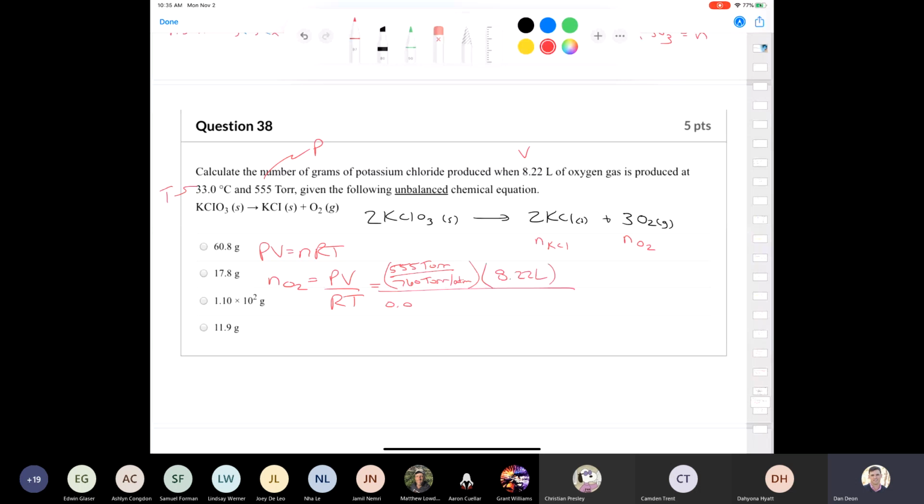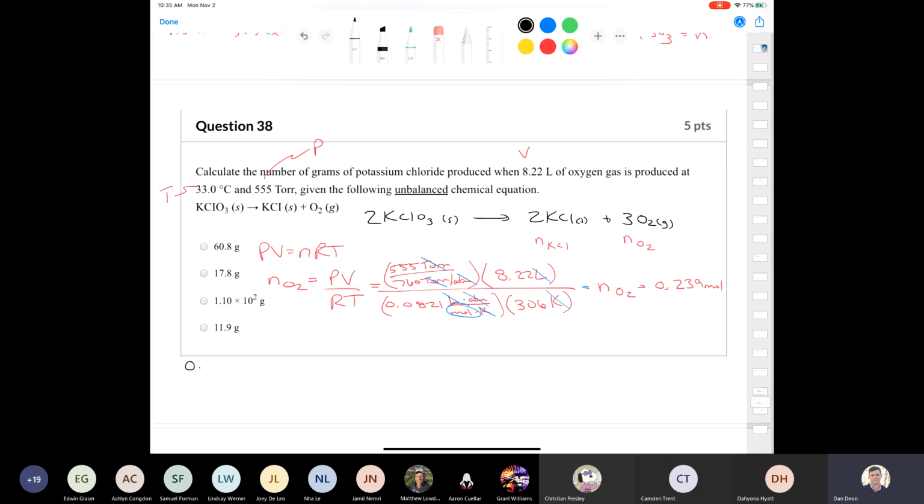Gas constant 0.0821 liter atmospheres per mole Kelvin, multiplied by our temperature, 33 degrees Celsius. So that's 306 Kelvin. Let's double check. Kelvin cancel, liter cancel, torrs and atmosphere cancel, and we're left over with the number of moles. The number of moles of oxygen is going to be equal to, did I do this one? Nope, that would be too easy. Oh yeah, it's equal to 0.239 moles.